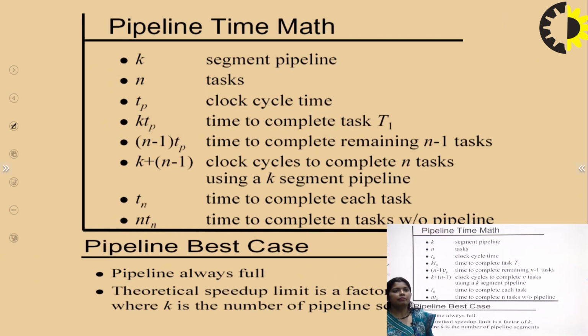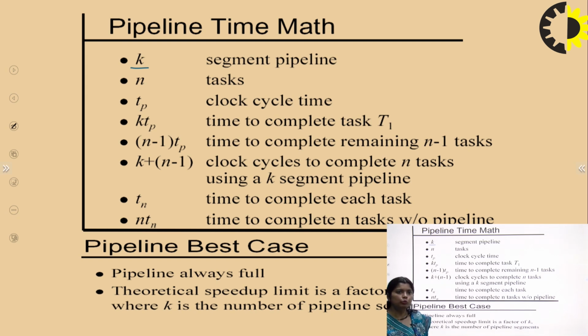Now, some terms of the pipeline method. K is represented as the number of segments in the pipeline. N is represented as the number of tasks. TP is the clock cycle time for the pipeline system. And K into TP is the time to complete one task, T1.